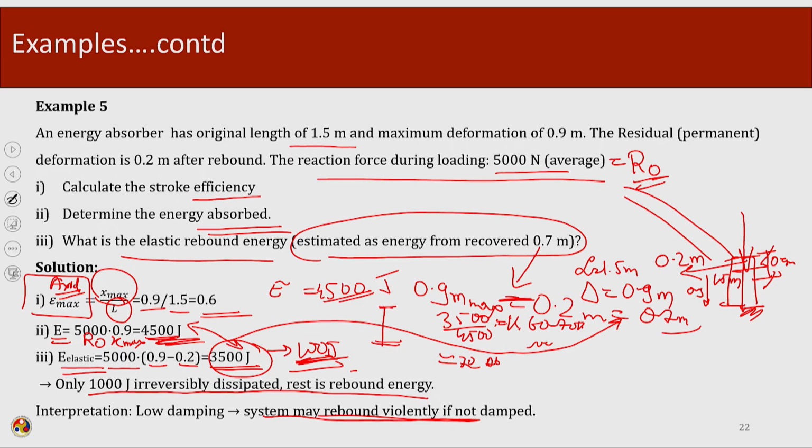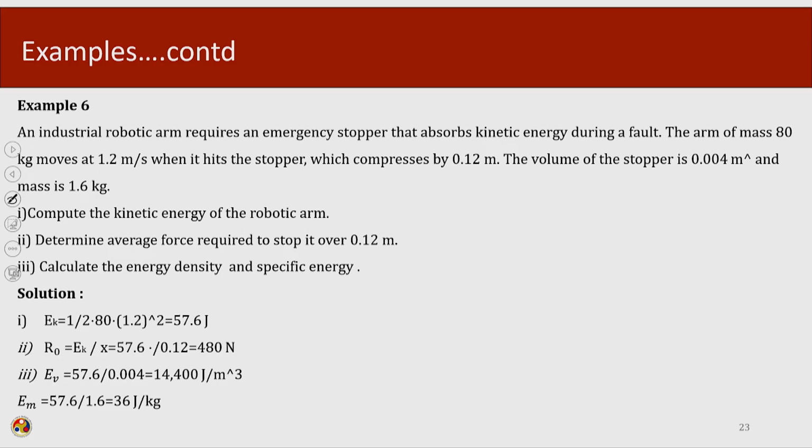Moving ahead, in the next example we see an industrial robotic arm that requires an emergency stopper that absorbs kinetic energy during a fault. This is a robotic arm applied to any structure, and the requirement is that it requires an emergency stopper. Some sort of emergency stopper will be required, so that even if there is a breakdown in the system, it is able to hold this robotic arm during any malfunction, fault or breakdown.